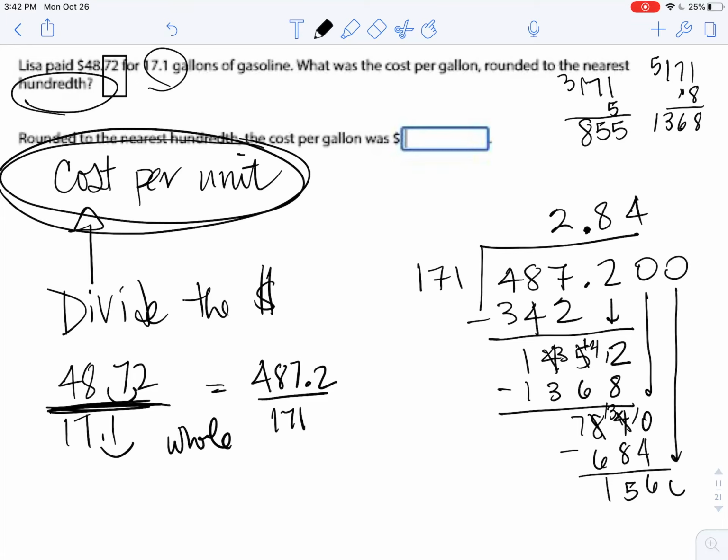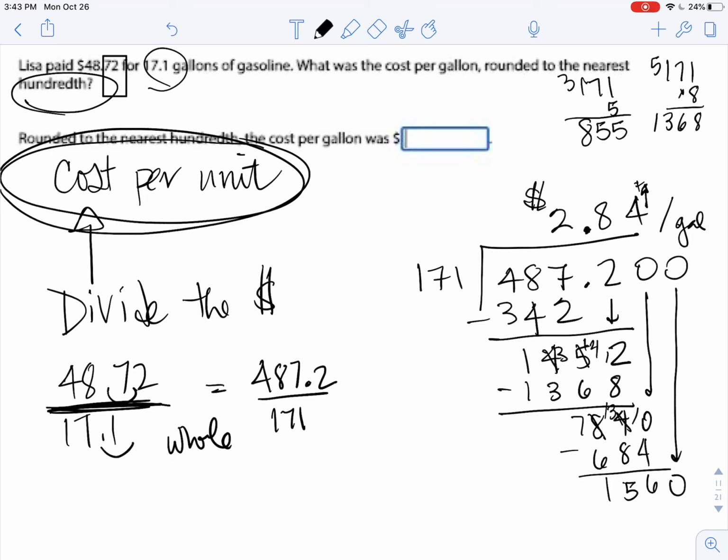Okay, now here is where the magic happens. I have $2.84 per gallon plus this mystery number right here. What is this number right there going to be? Because that number is going to tell me whether it's 2.84 or 2.85. If this second digit, 171 into 1560, is greater than 5, then I know that this is going to have to round up to $2.85.